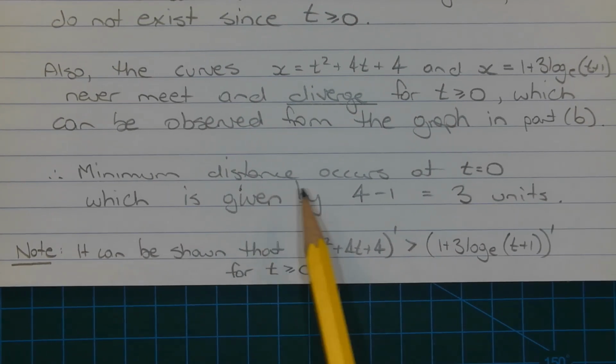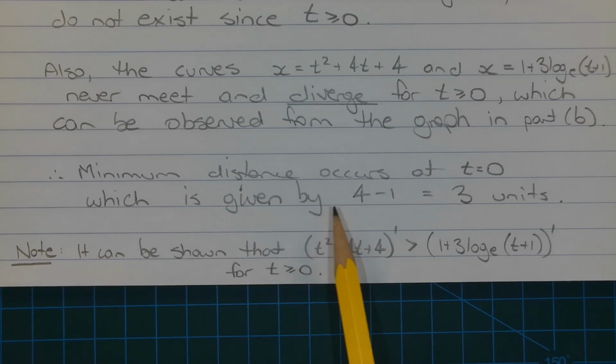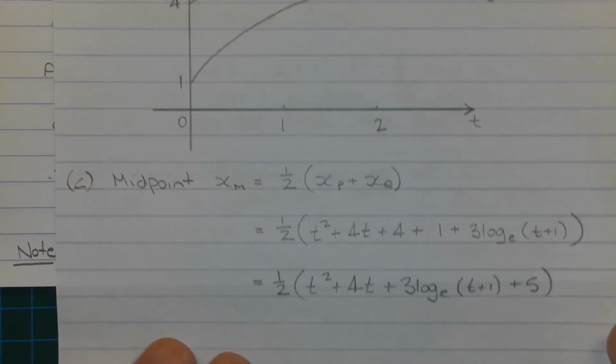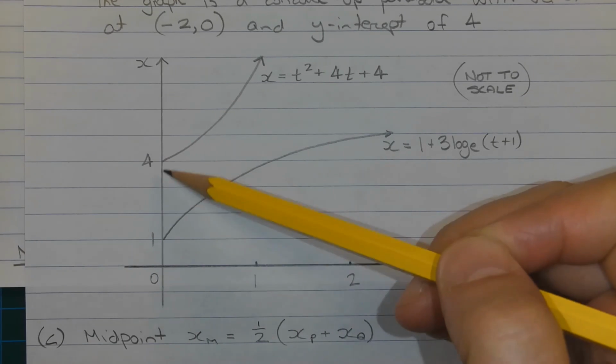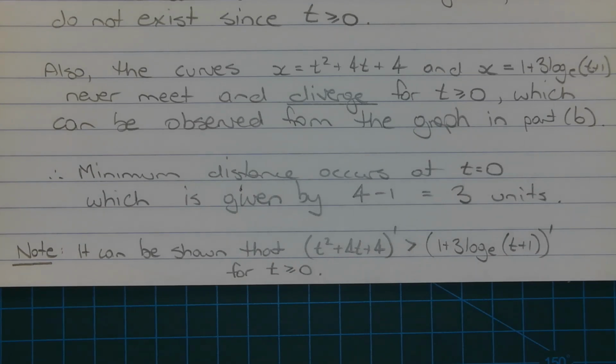Therefore, the minimum distance occurs at time t equals 0, which is given by 4 minus 1, which is equal to 3 units. Going back to the graph that we sketched in part B, that's the difference between the two y-intercepts. So 4 minus 1 is equal to 3.